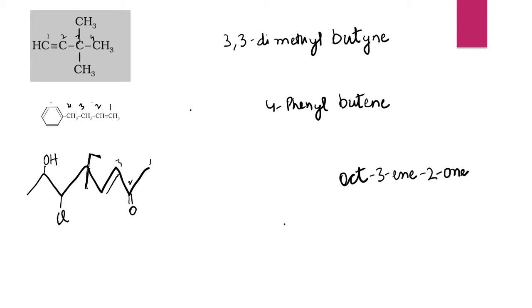Now I can see substituents: one methyl group, one ethyl group, Cl and OH. For writing the prefix, I'll follow the alphabetical order. So A, B, C. So C comes first. So 1, 2, 3, 4, 5, 6, 7, 8. At 6th position I have a chloro group. So I'll write 6-chloro. Now next is A, B, C, D, E. E, ethyl comes. So 5-ethyl. Now A, B, C, D, E, F, G, H, hydroxy. So at 7th position I have hydroxy.